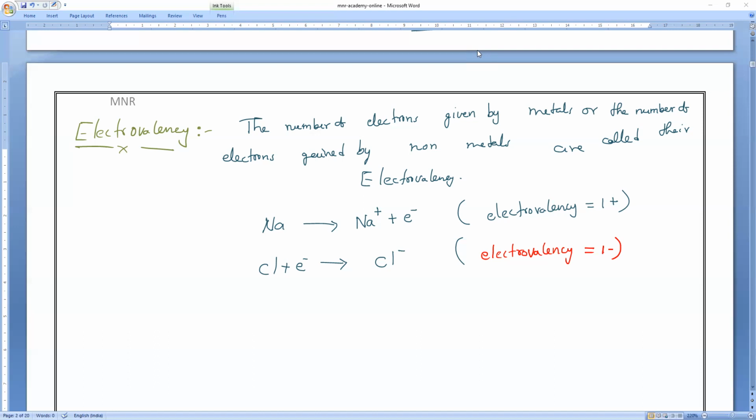Remember, I'll give you 5 compounds. 100% there will be at least one question in every board exam and school exam on the formation of ionic compounds. Your book has 2, but I will give you 5 examples. First I'll explain with proper steps, and then you have to try the other compounds also. 100% they will ask the question from this.